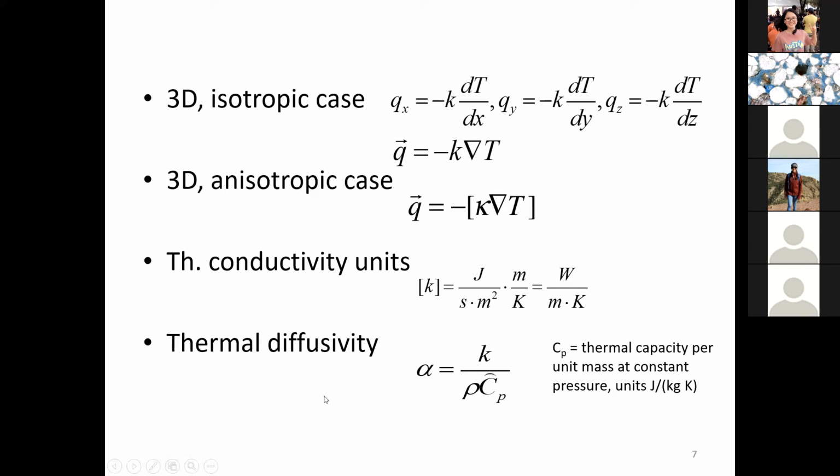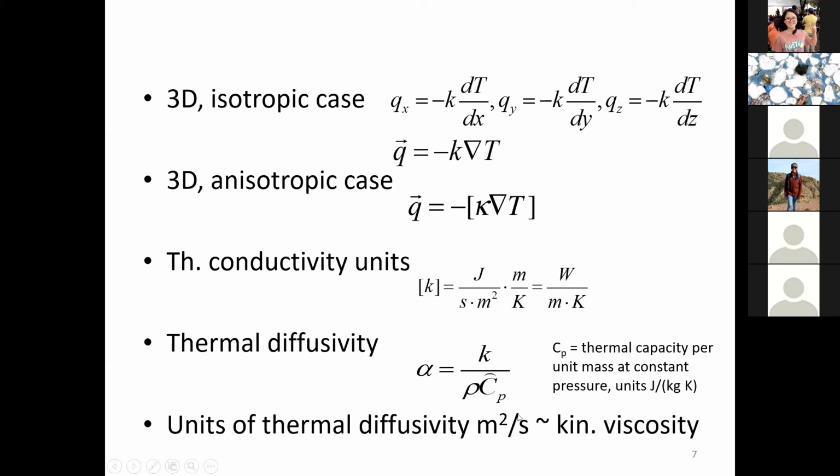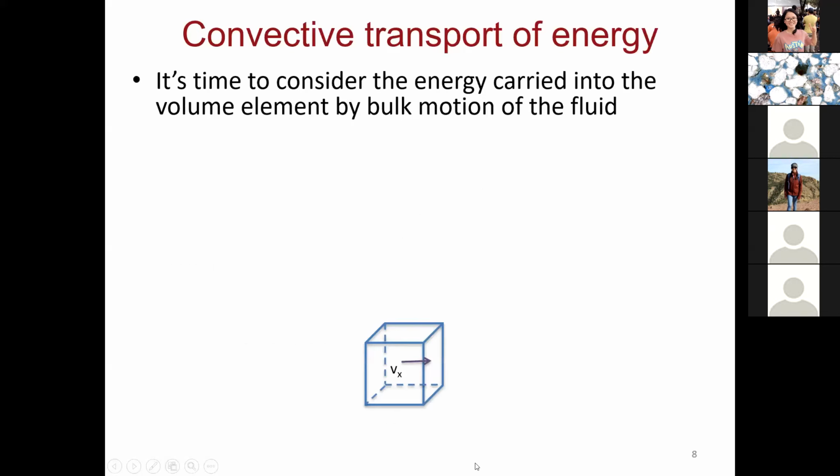There's also thermal diffusivity, which is what I get when I normalize this thermal conductivity by the density of the material and Cp, the heat capacity at constant pressure. Okay? So now I will briefly mention convective transport of energy. And then we will basically stop for today and continue next time.